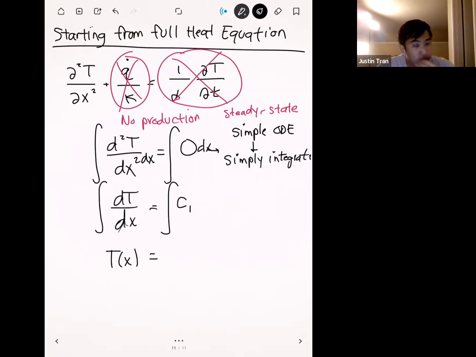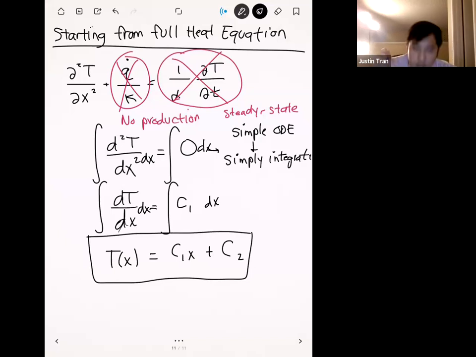On the left-hand side, we're left with T of x. On the right-hand side, the integral of a constant is that constant times x, so we have C1 times x. Once again, since we're doing an indefinite integral, we have no bounds on the integral, which means we have to add an arbitrary constant as well. I'll call that new arbitrary constant C2. And so our solution for the temperature here is T of x is equal to C1 x plus C2.